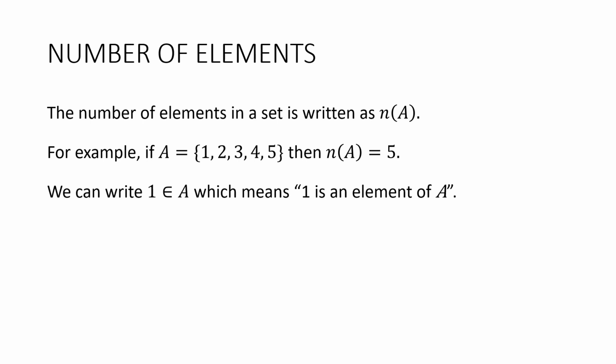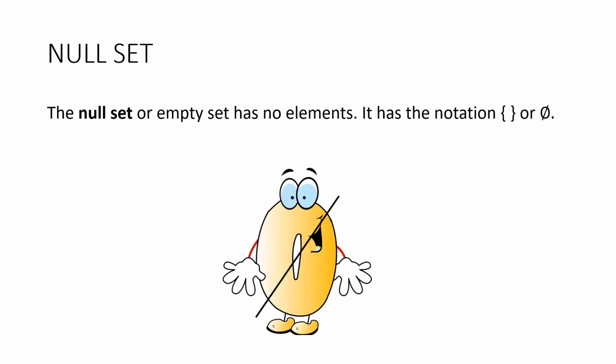We can write that 1 is an element of A. We can also write that 6 is not an element of A. The null set or empty set has no elements, and it has the notation open and closed curly brackets with nothing inside, or a 0 with a /.